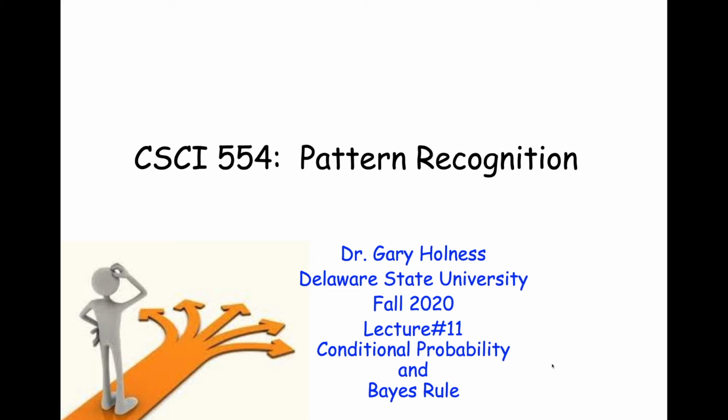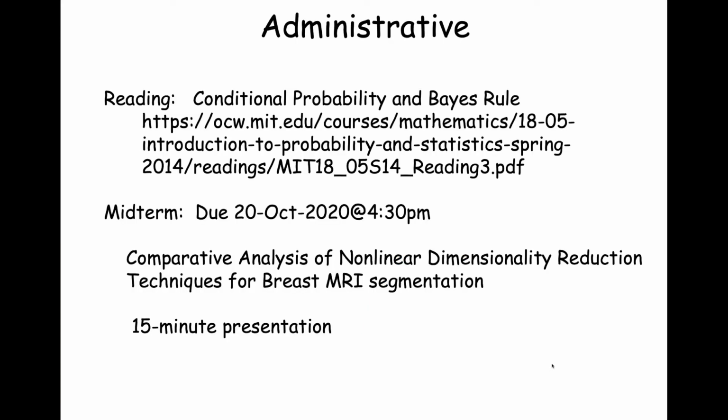But before we begin, let's go over some administrative bits. The reading has changed. It will be this PDF on conditional probability and Bayes rule. There's the URL. It's also linked through the course Blackboard.